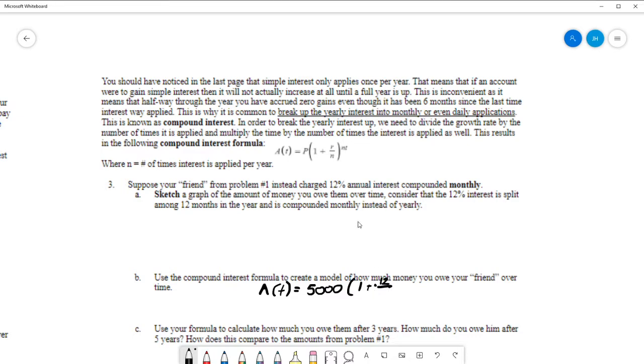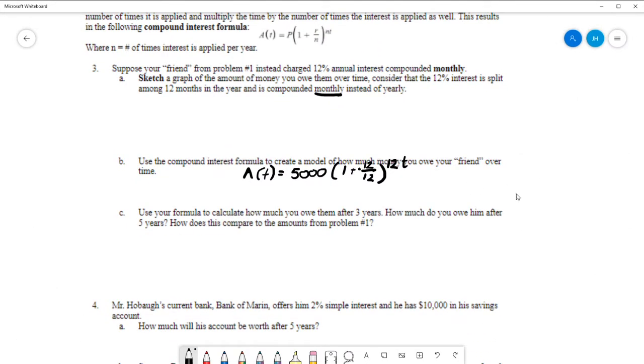But that gets divided by n. The number n is the number of times the interest is applied per year. Here in this example, we're talking about monthly, right? It was compounded monthly. So we're going to divide the interest by 12. And then our exponent would be nt, so 12t.